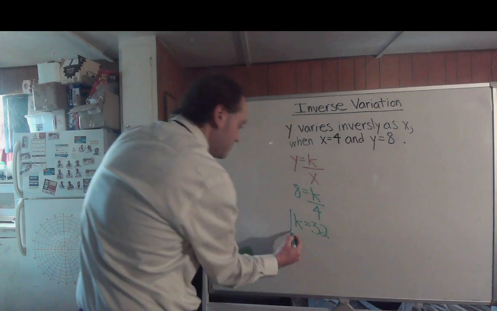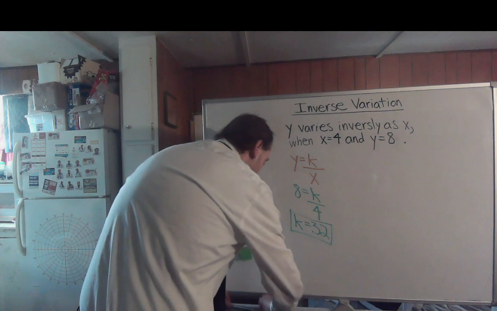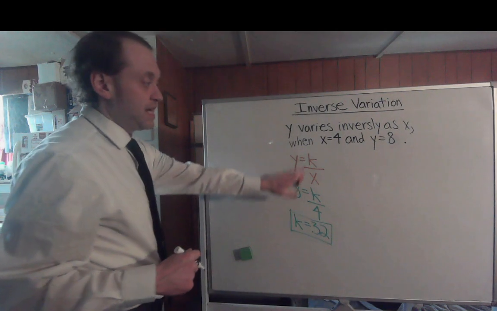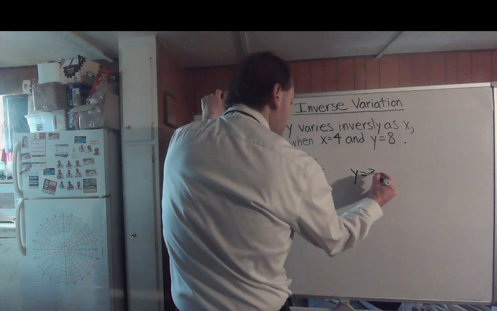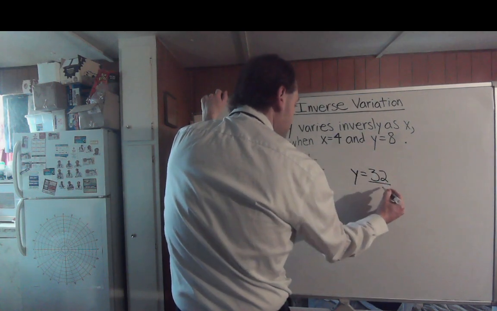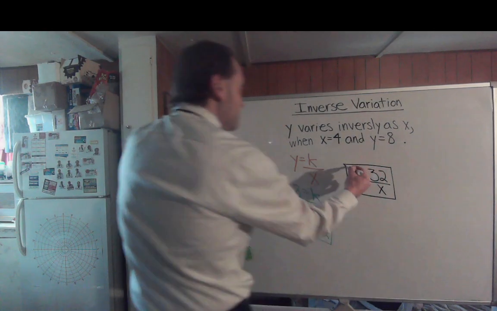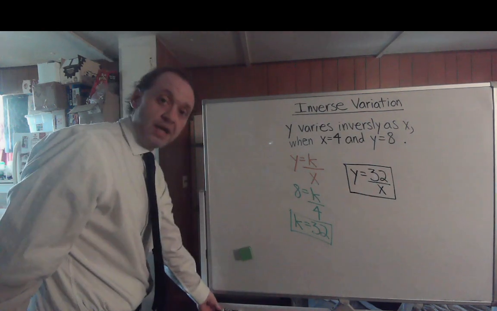So now we found the constant of variation. We need to find the equation of variation. So take your original format, put that k value in. That means that y would equal 32 divided by x. So this particular equation of inverse variation would be y equals 32 divided by x.